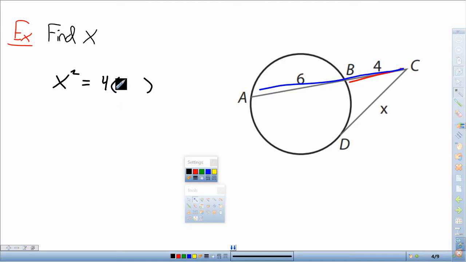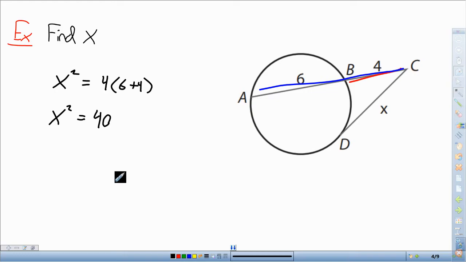All right, in your notes, if you wanted to show yourself we're doing 6 plus 4 instead of just putting 10, that's fine. I don't mind, though, if you just jump straight to 10. Okay, but yeah, let's do both of these steps here. 6 plus 4 is 10. 4 times 10 is 40.